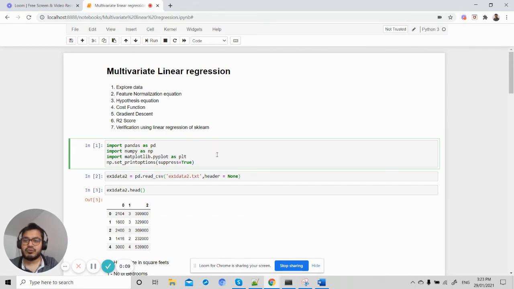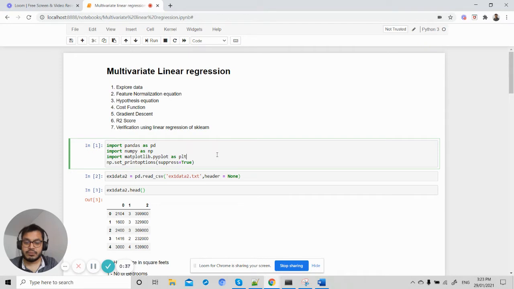This is part 2, multivariate linear regression. So in this video, we will be covering the exploration of our data. Then we will write machine learning equations for feature normalization. Then we will write hypothesis equation, cost function, gradient descent, R2 score, and finally we will verify our result with the linear regression model of scikit-learn.